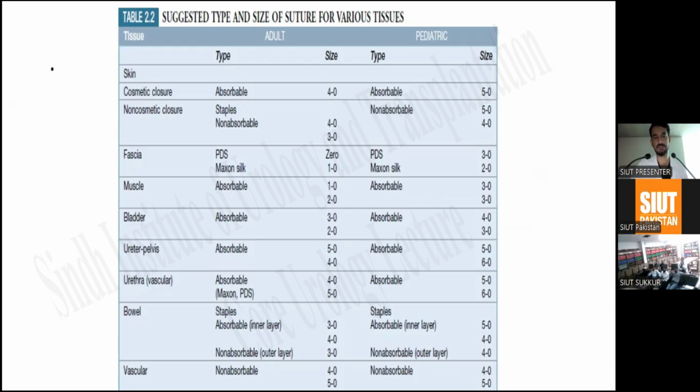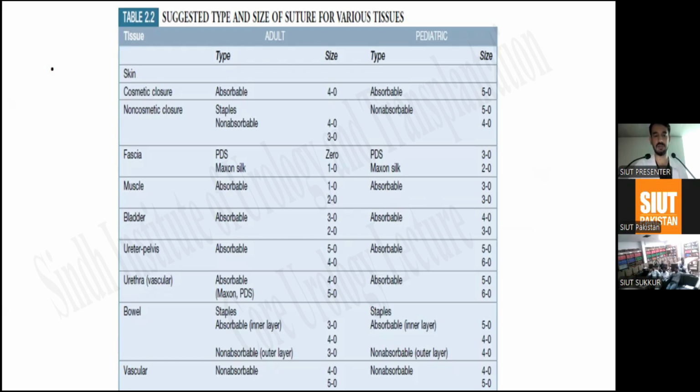Muscle is usually closed with absorbable sutures, and the bladder again with absorbable sutures 3-0 or 2-0, and in peds we use 4-0 or 3-0 absorbable. And for the ureter and pelvis, absorbable sutures can be 4-0 to 5-0 in adults and 5-0 or 6-0 in the pediatric population. And for the urethra, we use PDS 4-0, 5-0, or in peds 5-0, 6-0.